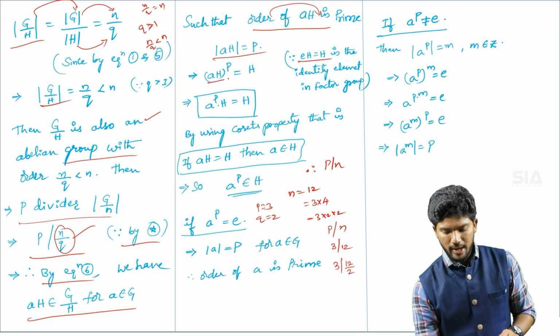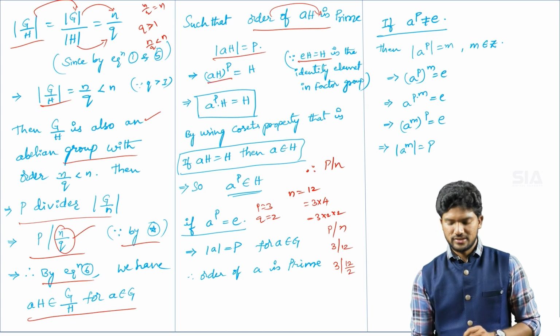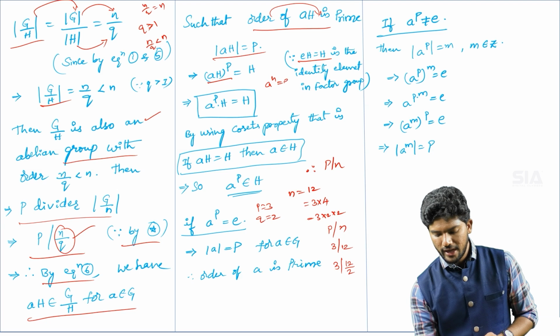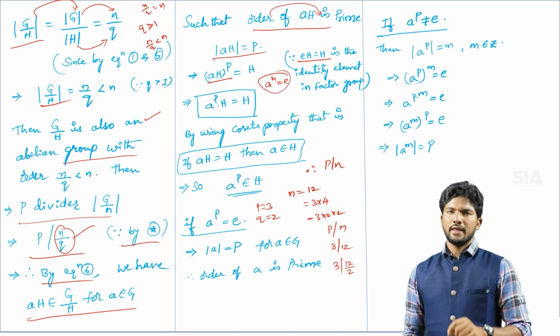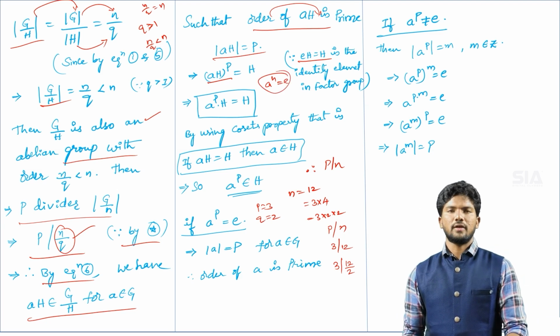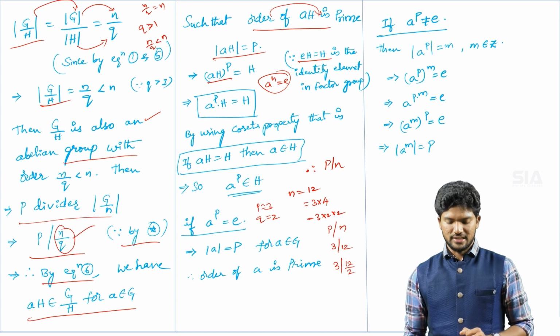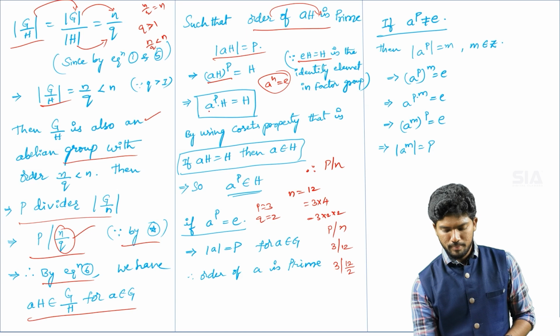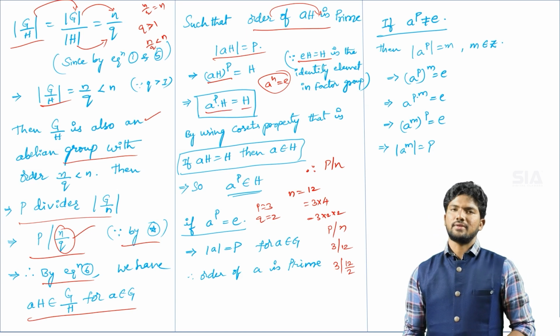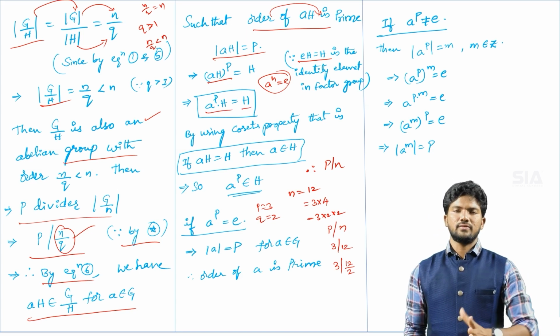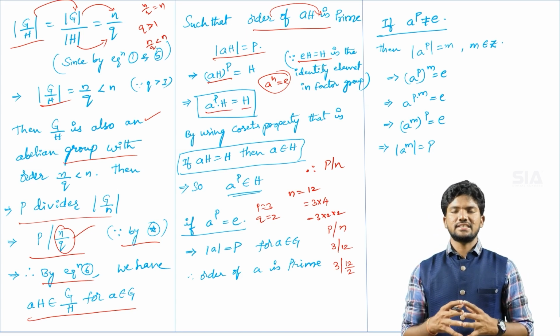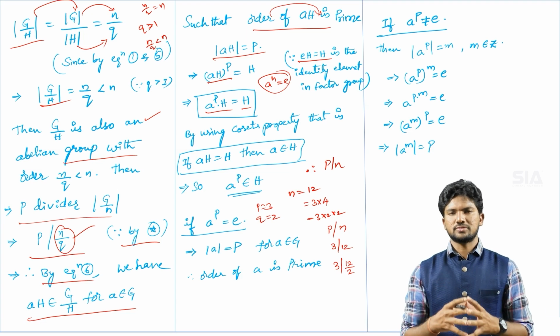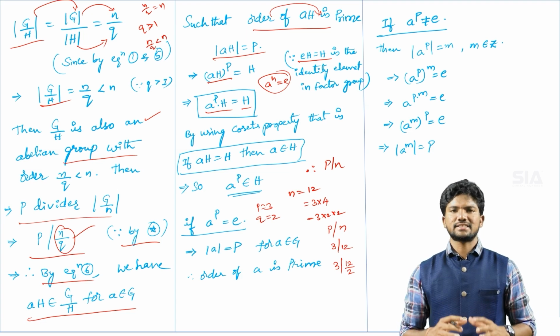So therefore (aH) power p is equal to small h. Originally, the order of an element: a power e is equal to small e. Here in the factor group, (aH) power p is equal to capital H, or you can write e into H also. So if you split that LHS part, a power p into H is equal to capital H. Don't apply the power p to capital H, where capital H is a subgroup. We cannot apply powers to groups or subgroups, we apply powers only to elements.